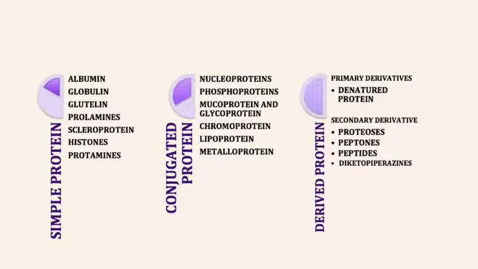Nucleoprotein is present in nuclei; basically, it is a constituent of chromatin. Phosphoprotein is present in casein of milk and vitellin of egg. Glycoprotein and mucoprotein contain carbohydrate, especially mucopolysaccharides. Chromoprotein contains certain heterocyclic compounds like porphyrin as a prosthetic group. Lipoprotein contains lipids like neutral fats, phospholipids and cholesterol. Metalloprotein contains a metal component, like ferritin that contains iron, and ceruloplasmin which contains copper.